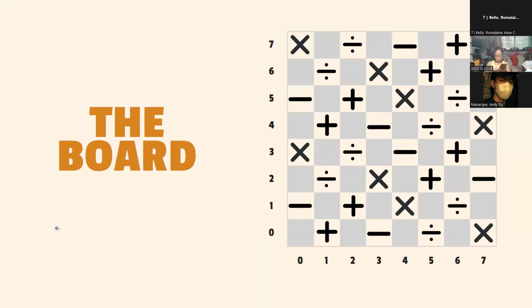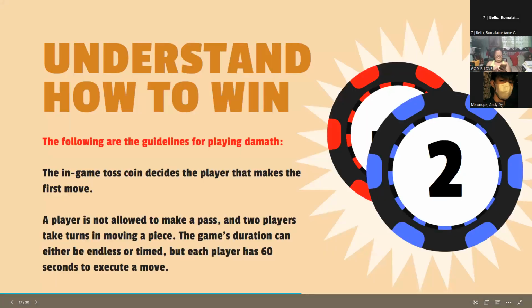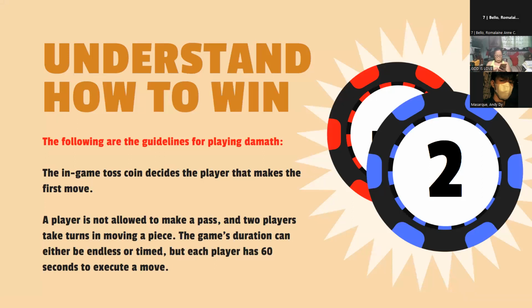Tapos, ito naman po yung board, parang checker, parang sa chess lang. Pero yung pinagkaiba lang, may mga math operations sa white tiles. So, paano nga ba laruin yung dama? Siyempre, mag-start muna yung laro sa pagtotos ng point kung sino nga ba yung mauuna. Pero sa code namin, ginawa na lang namin na laging red yung mauuna.